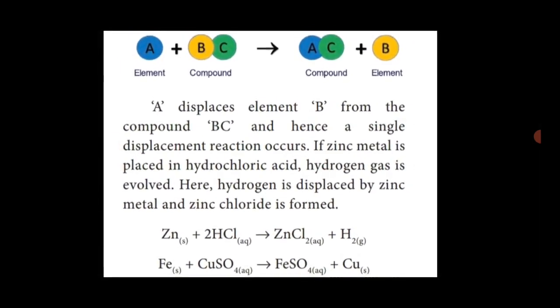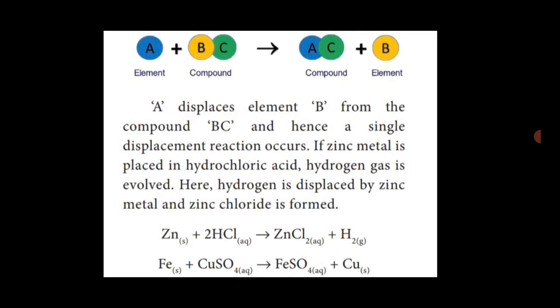Example: if zinc metal reacts with hydrochloric acid, hydrogen gas is evolved. Hence the hydrogen is replaced by zinc metal and zinc chloride is formed. Zinc is the element, and it reacts with hydrochloric acid, formula HCl. So zinc replaces hydrogen, giving ZnCl2 plus hydrogen gas.